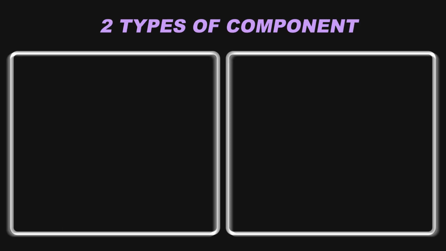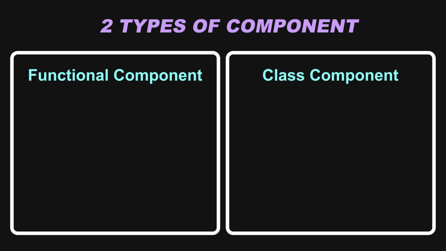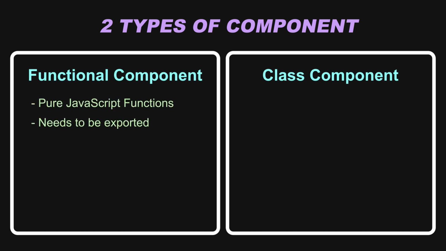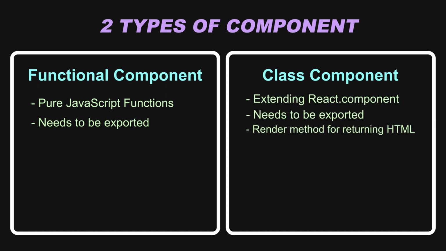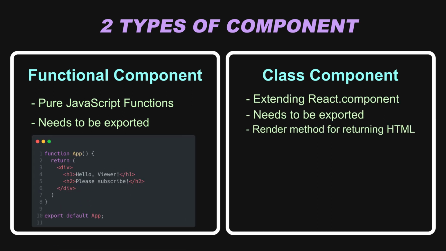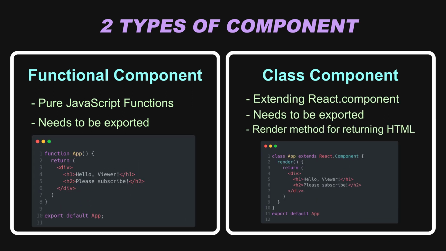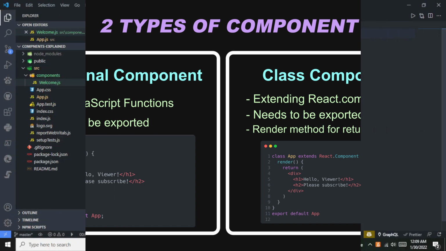There are 2 types of component in React. One is functional component, and one is class component. Functional components are simple JavaScript functions that return HTML. On the other hand, class components extend React.Component and use the render method for returning HTML. However, functional components are more popular and handy than class components. So, most of the time you are gonna see the functional component.